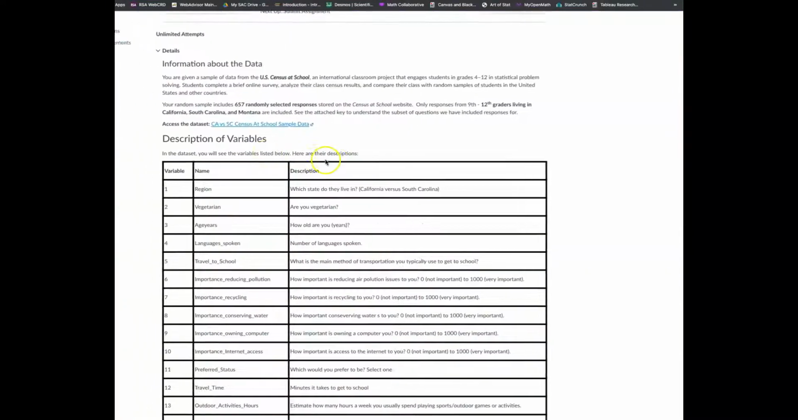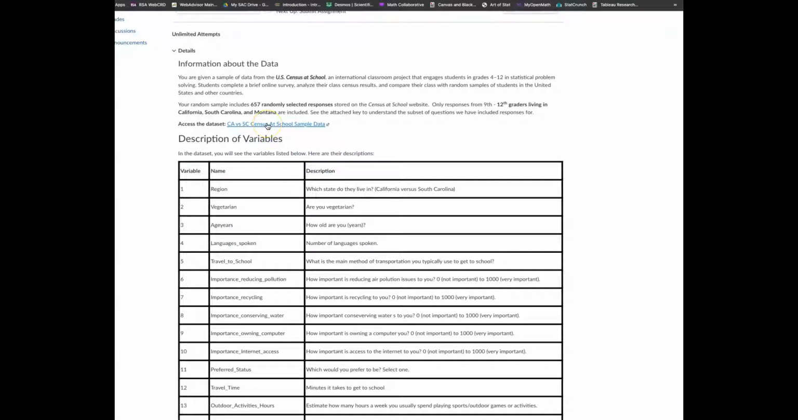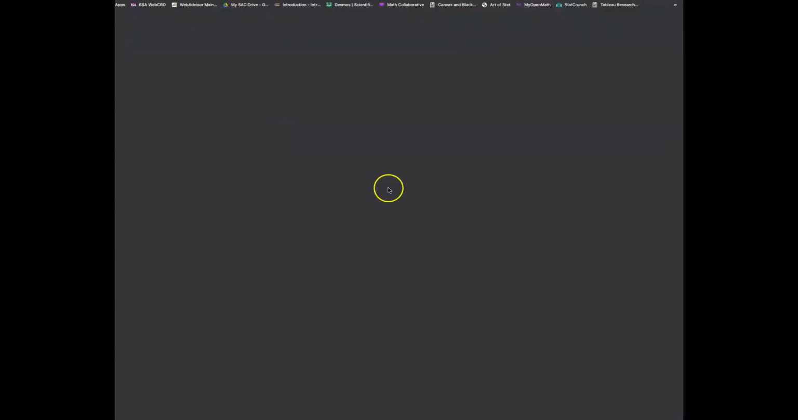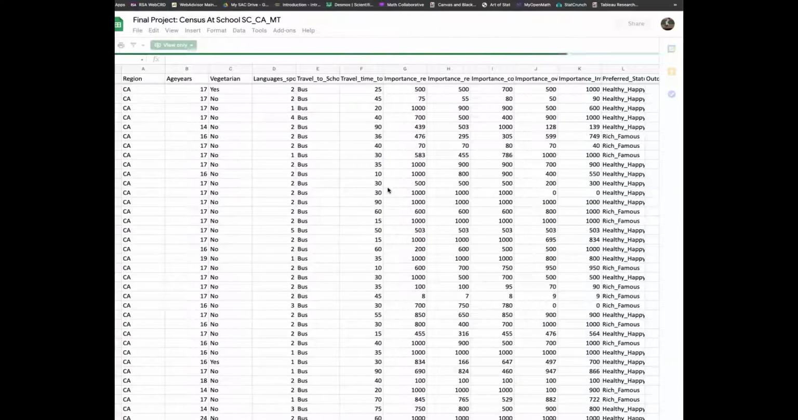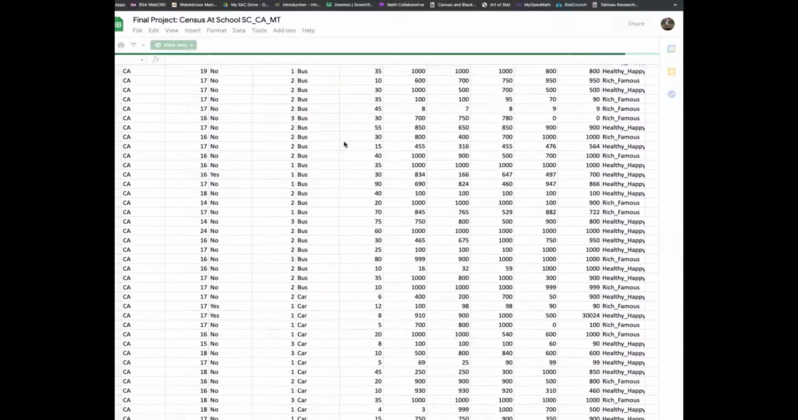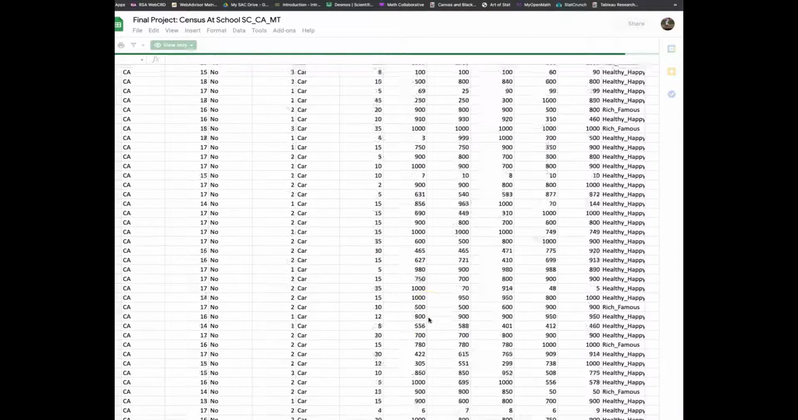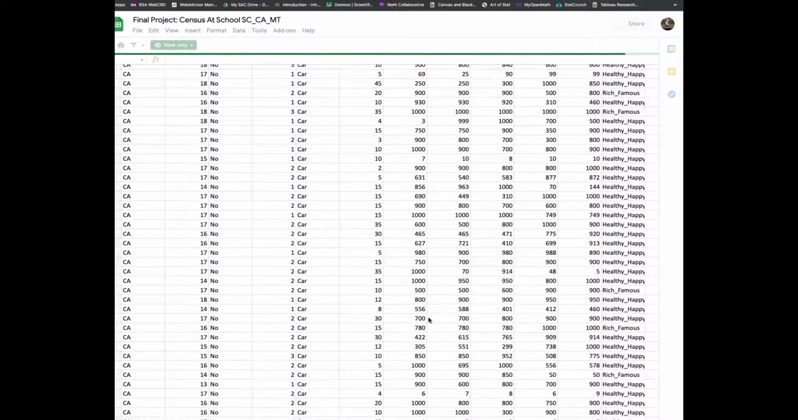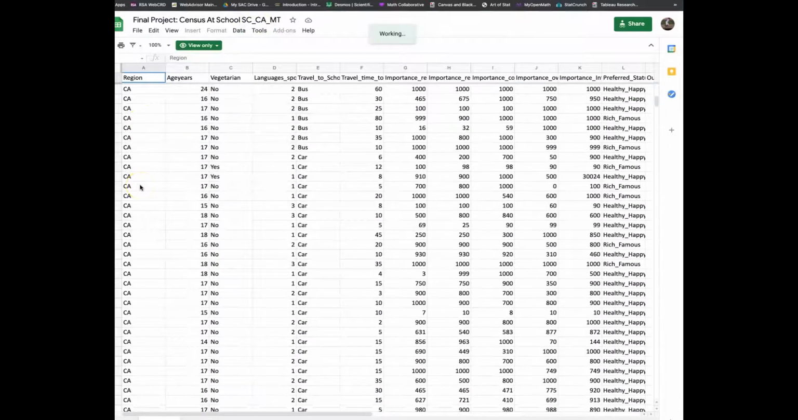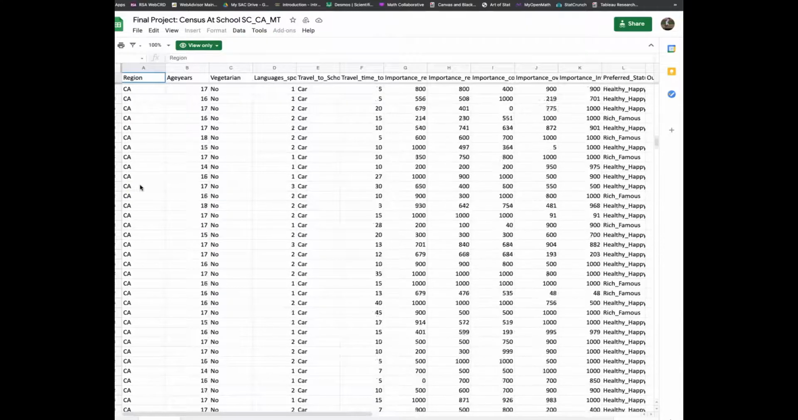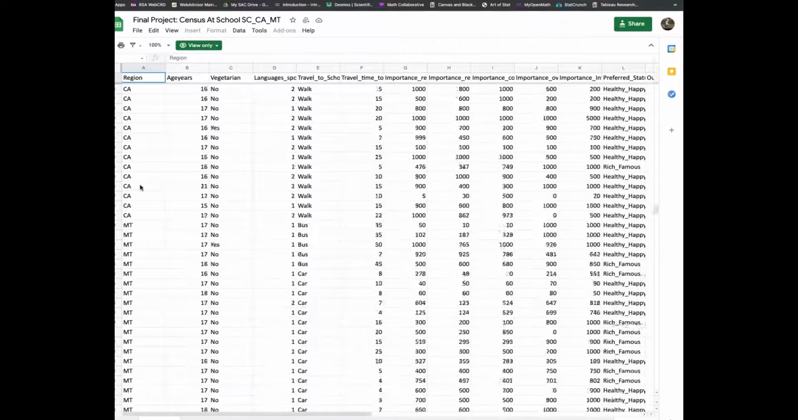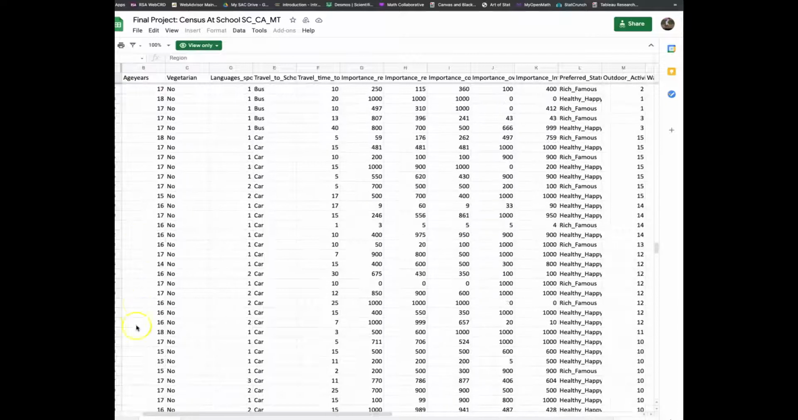You're going to have access to some data. And so when you click on that, you will get the data set of interest. The data set includes randomly surveyed data. Students, right, were randomly surveyed in 3 states: South Carolina, California, and as you can see, a lot of California, Montana, and South Carolina, SC.